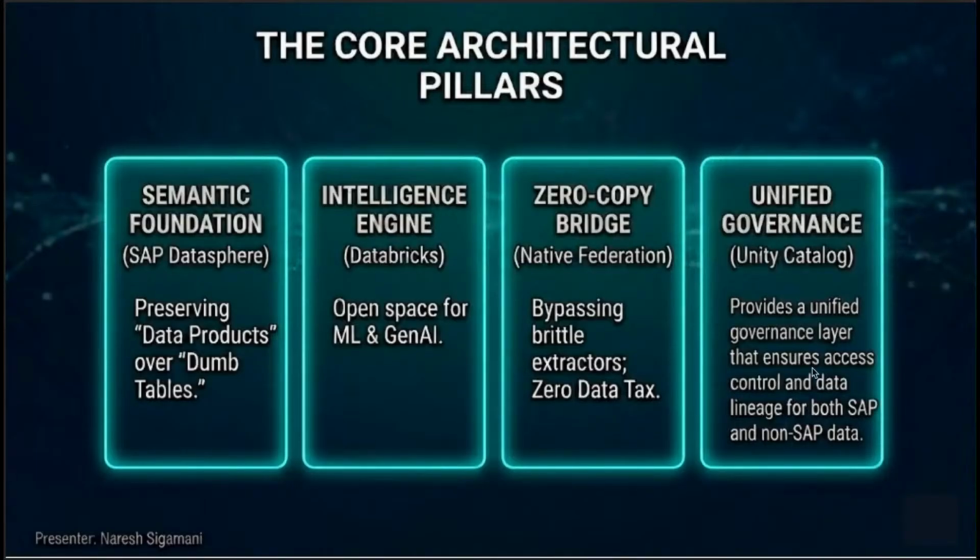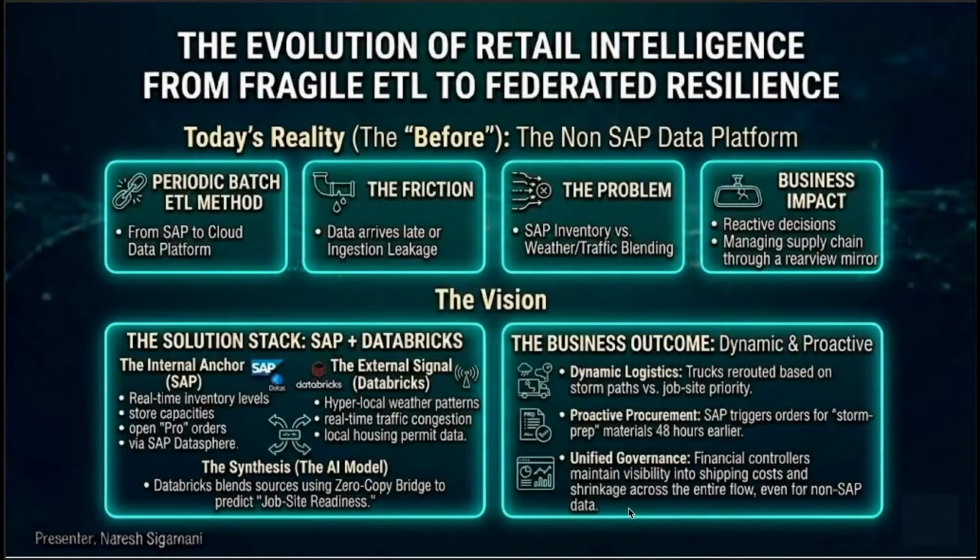Fourth, unified governance. Innovation without control is a liability. We utilize Unity Catalog to create a security inheritance model, ensuring that the trust built in SAP flows through the data into the AI engine. Let's talk about the evolution of retail intelligence.